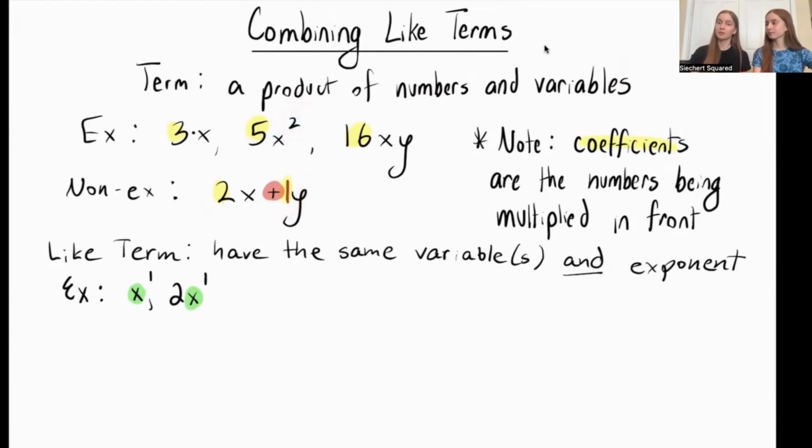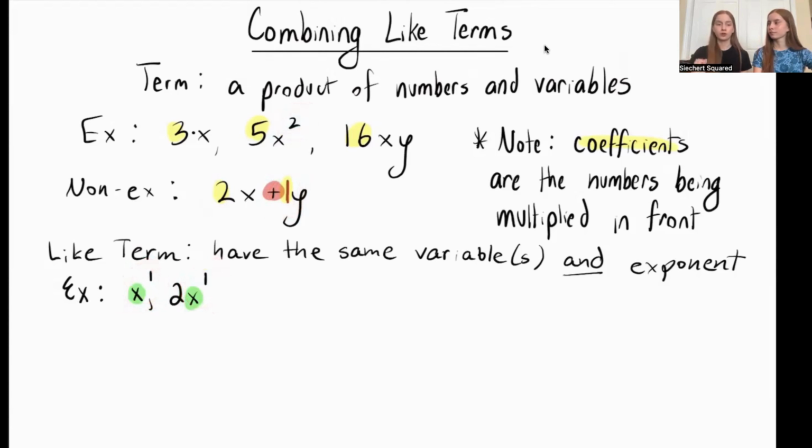Now again, us math people tend not to write it. However, if you're starting out and it's confusing you not to see it, feel free to add it. You are not correct or incorrect if you include it or don't. It's just personal preference. But now that we see the exponent, we see that they both match. They both have x and the exponent of 1.